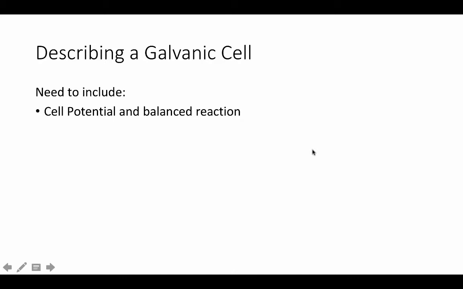Okay. Now, another thing that you'll be asked to do is to describe a galvanic cell, which means you have to actually draw the galvanic cell from the equation. So you'll be given an equation, a redox reaction, and you have to use that to describe or draw and label the galvanic cell. So things that you need to include in your drawing: you need to include the cell potential and the balanced reaction. Most of the time you're going to be given an unbalanced reaction.